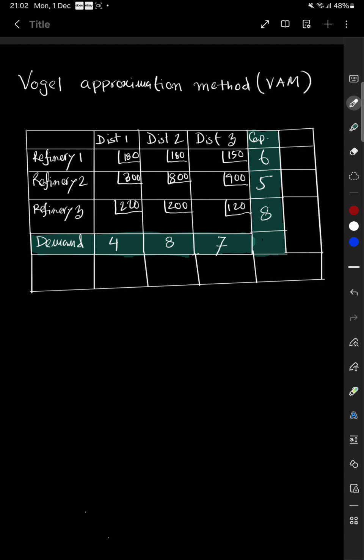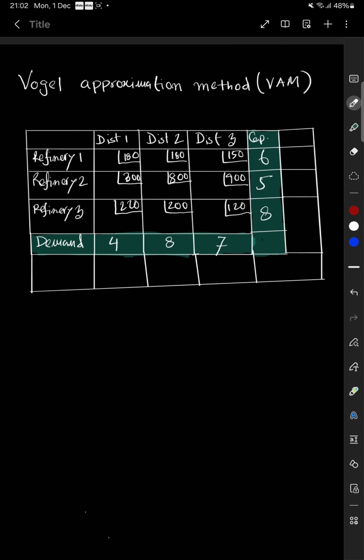All right, now let's solve the same problem using a third method. This method is called Vogel approximation method, or VAM. This method is a little bit lengthy compared to the last two, but it's not that difficult. Hope you can do it easily. Let's do it. To do this one, we have to find row penalty and column penalty. I'll show you how to get this.